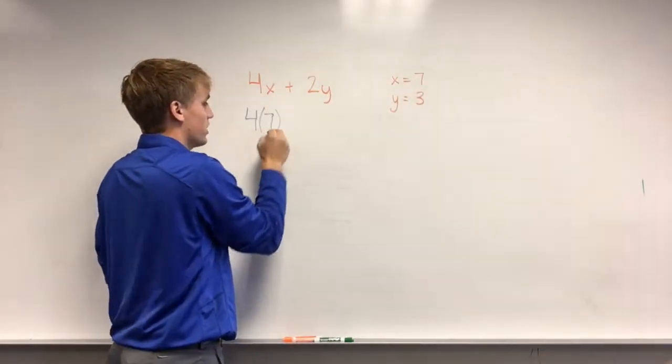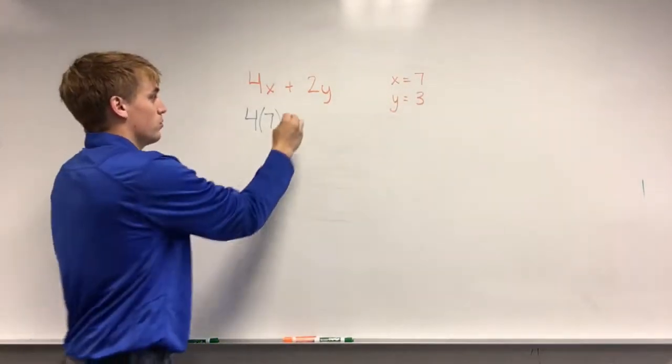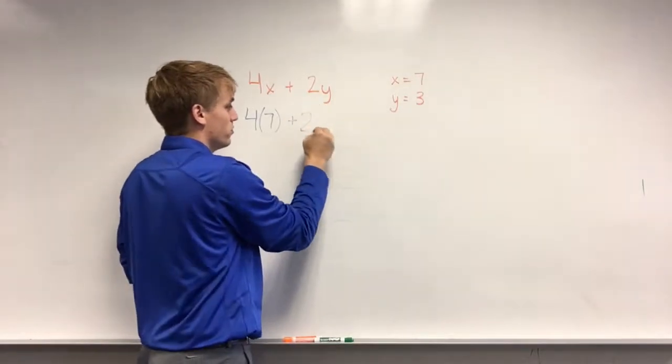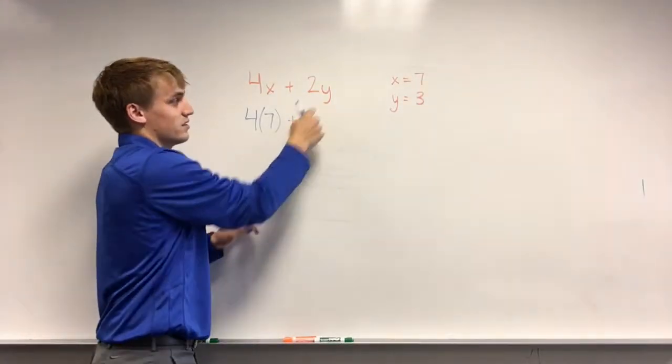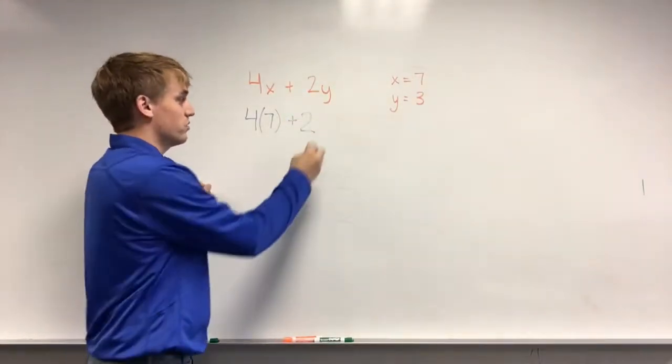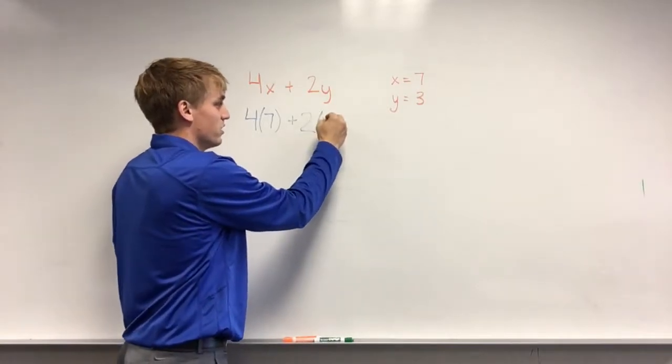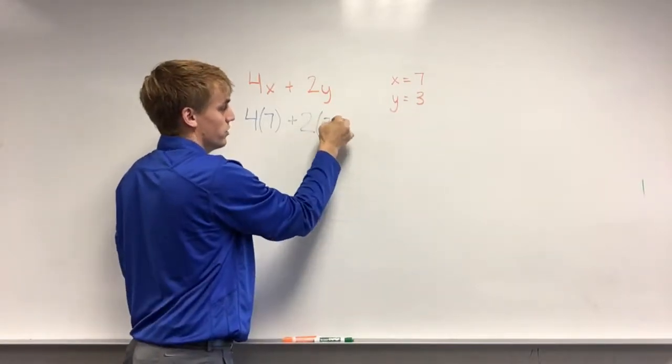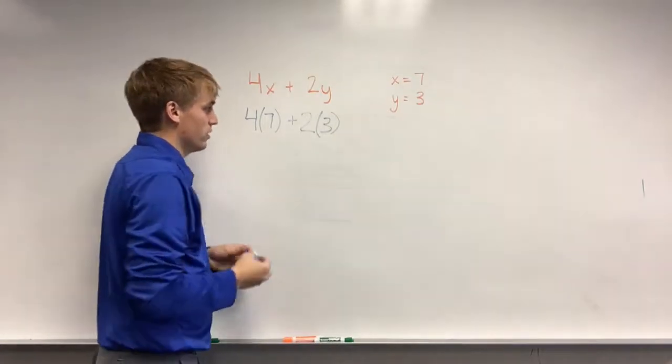So instead of an x there, we're going to put a 7, plus 2, and again, this variable is right next to the number in the term, so we're going to put it in parentheses, and y equals 3. So we're going to put a 3 there.